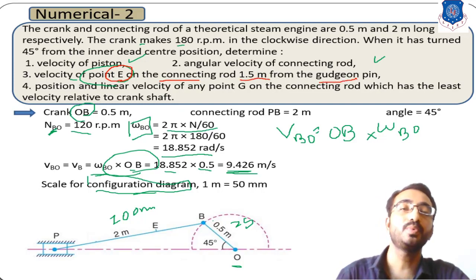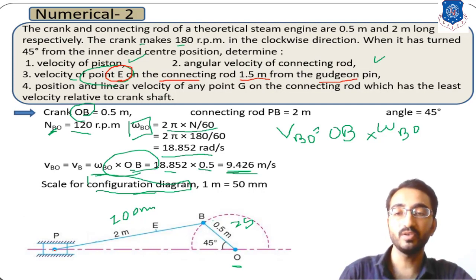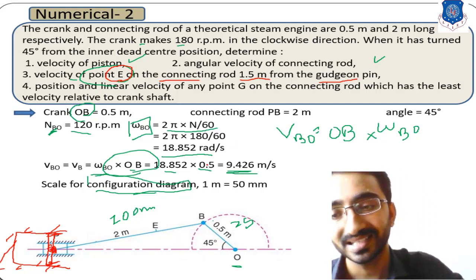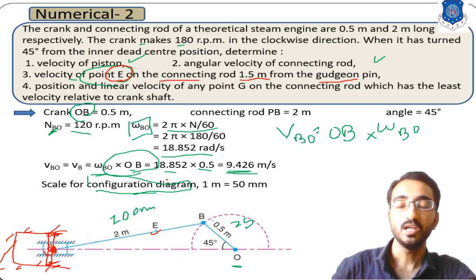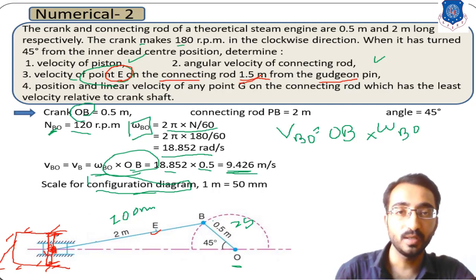Now this Gudgeon pin is simply an arrangement which is used at the piston end to connect the piston with the connecting rod. If you consider over here, this one is your piston and this is your outer cylinder. So to connect this connecting rod with your piston, always a Gudgeon pin is used, which is simply a pin connecting this connecting rod with this piston. So over here the length is given as 1.5 meter.